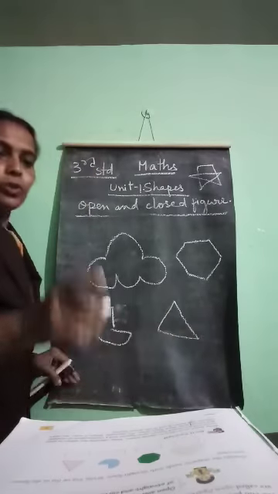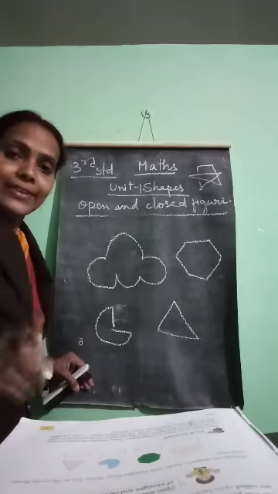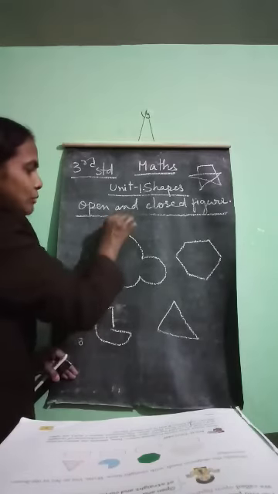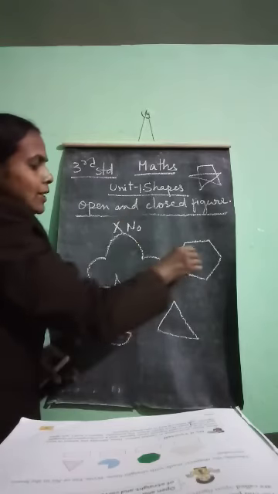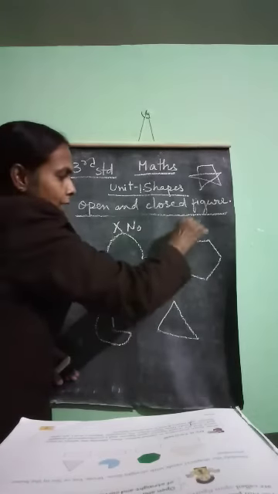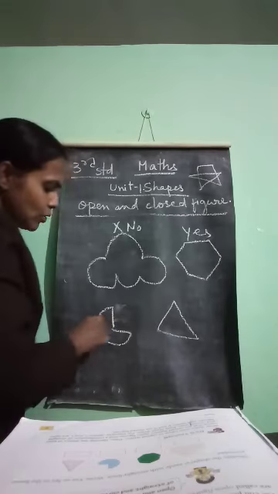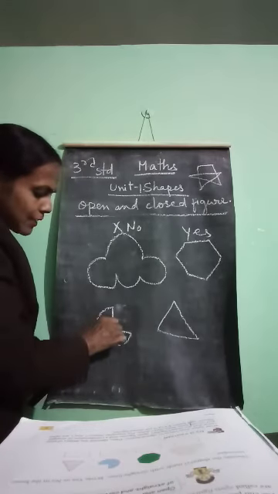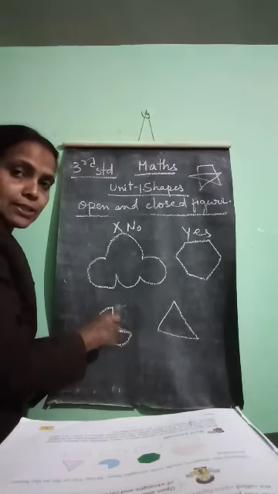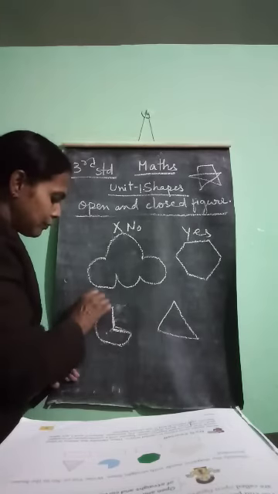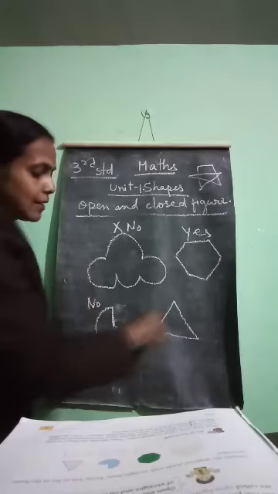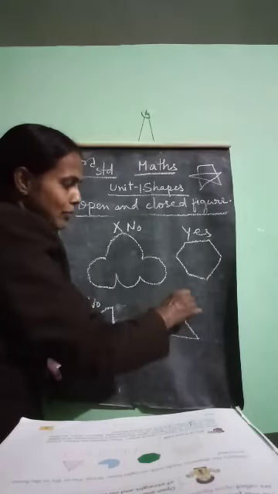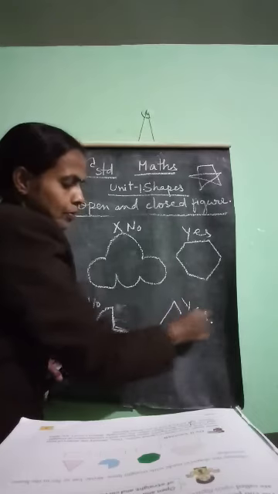So what you have to do, identify the shapes made with straight line. Here this is not made with straight line, so it is no, right? Don't write no. Here it is made up of straight line, so write yes. This is also not made up of straight line. This is straight line, but this one is curved line. It is made up of both straight and curved line, so write no here, because we want figure only with straight line. This figure is made up of straight lines, so write yes.